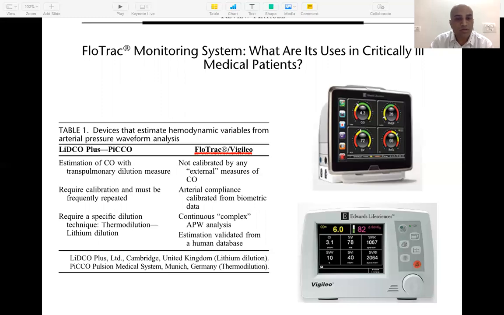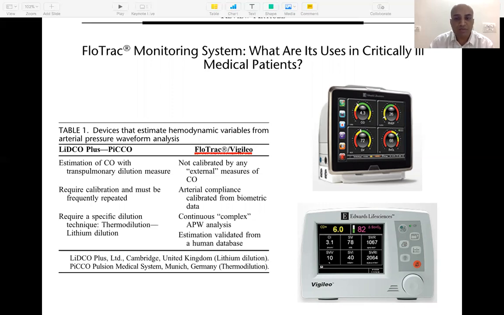What are the other modalities we have? When you compare with LiDCO and PiCCO, which give a continuous cardiac output along with transpulmonary thermodilution standardization, there is another modality called FloTrac or Vigileo, which does not need calibration by any external measures of cardiac output. Here, a value of the arterial compliance is fitted in the system, which is calibrated from biometric data of 1,000 patients, and it gives a continuous complex arterial pulse waveform, and from that they measure the cardiac output, which is reasonably validated in the human database.